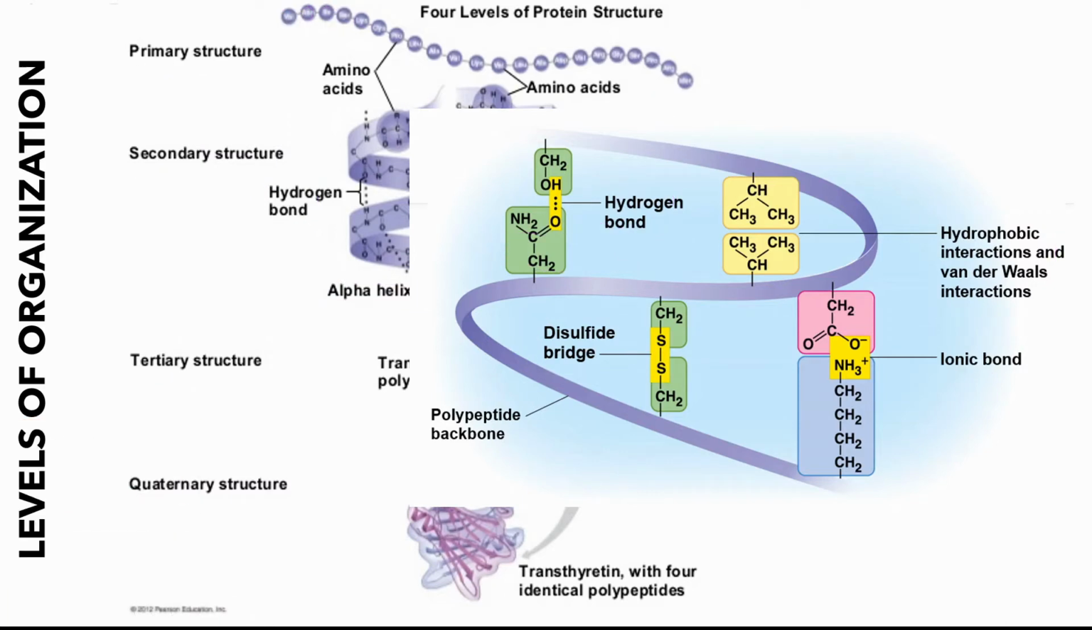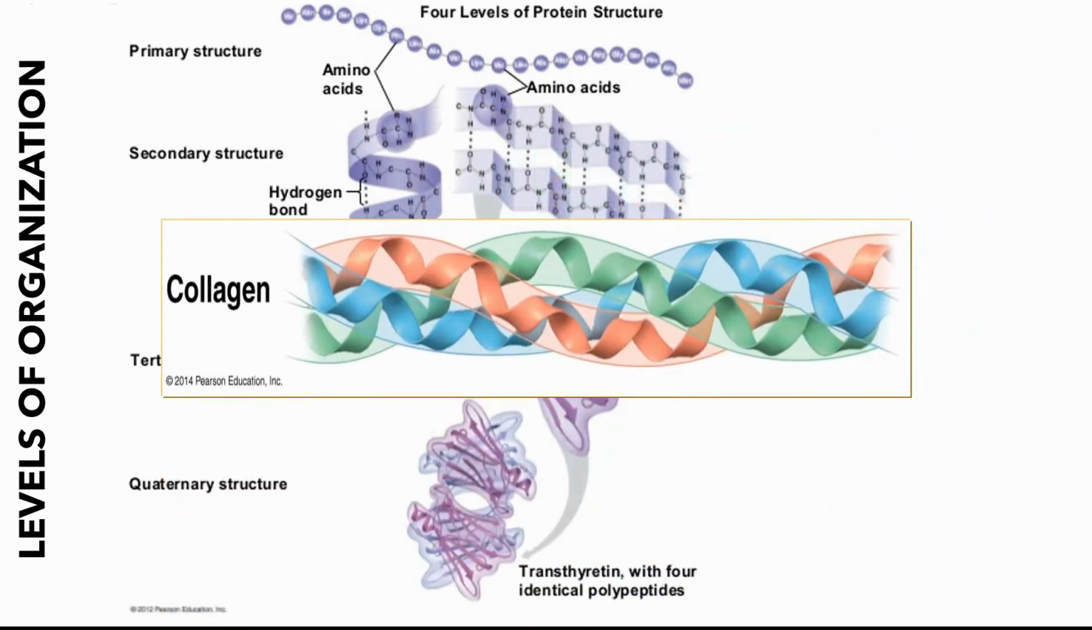Finally, the quaternary structure of a protein is the result of two or more polypeptide chains forming a protein molecule. Example here is collagen. It is a fibrous protein and it consists of three polypeptide chains coiled like a rope. So we can see here the red one is the first polypeptide chain, the blue one is the second polypeptide chain, and the green one is the third polypeptide chain. So we have three polypeptides coiling like a rope.